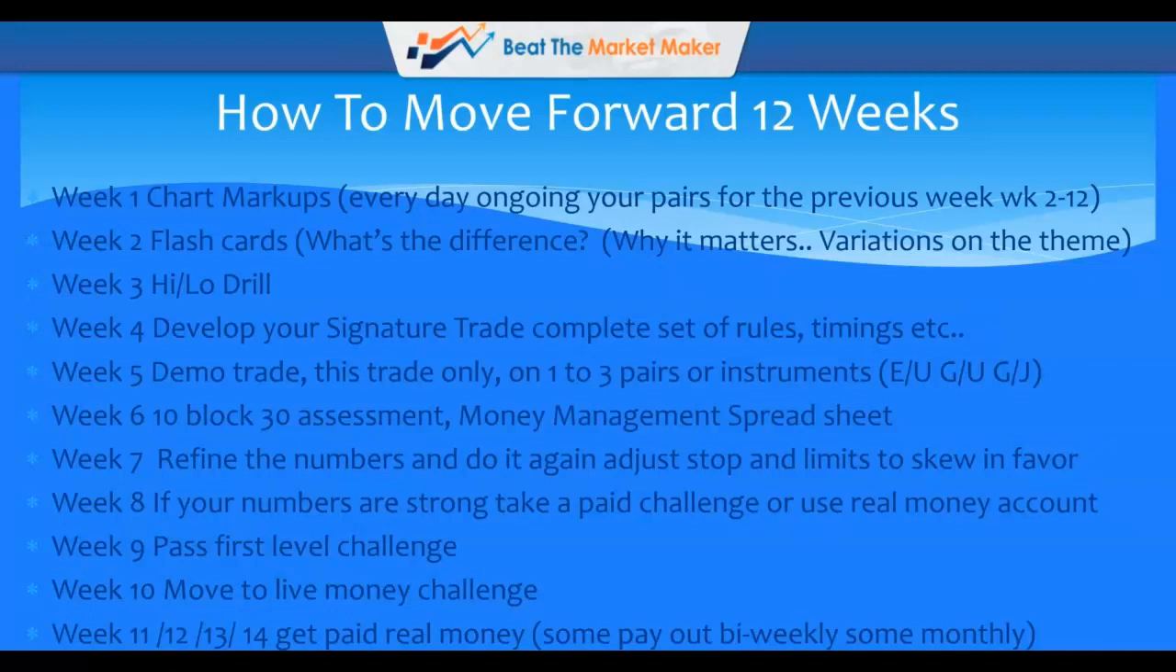So where are we at? Let's move forward. Okay. So this should be underway. Chart markups, right? Flashcards. You should be working on your high-low drill. That's where we should be right now. A couple questions came in about the high-low drill. How do you do it? Okay, quickly, briefly, how do you do the high-low drill?